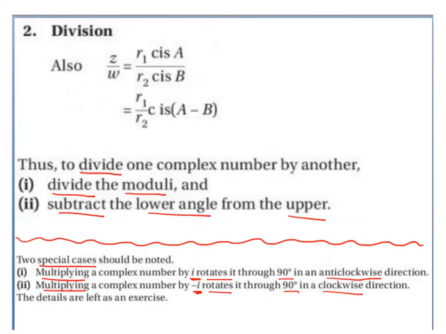Division. Also, Z divided by W equals r1 CiS A divided by r2 CiS B, which is r1 over r2 CiS(A minus B), because to divide two CiS's we subtract the angles. Thus, to divide one complex number by another, divide the moduli and subtract the lower angle from the upper. Two special cases should be noted. Multiplying a complex number by i rotates it through 90 degrees in an anti-clockwise direction. Multiplying a complex number by minus i rotates it through 90 degrees in a clockwise direction.